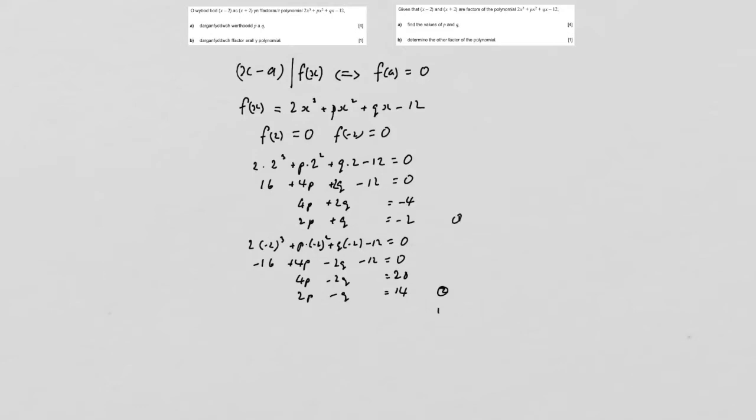If we add them together, then we get 4p equals 12, which tells us that p is equal to 3. And if we then put our answer for p back into equation 1, then that gives us 2 times p, which is 2 times 3, plus q equals minus 2, so q equals minus 8.